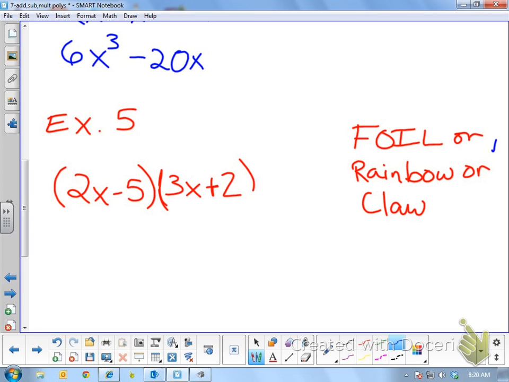So we have to distribute this 2x to everything in the other parenthesis. It can only ever interact with the other parenthesis, not with its own parenthesis. And then we have to multiply the negative 5 times everything in the other parenthesis. Your teachers may have called it a couple of different things. FOIL for first times first: 2x times 3x is first times first. Outer times outer, inner times inner, last times last. Rainbow method, because it kind of looks like a rainbow. Or claw method, because if you look at both parts, it's kind of like a claw. So, a couple of different names just to remember how to multiply it out.